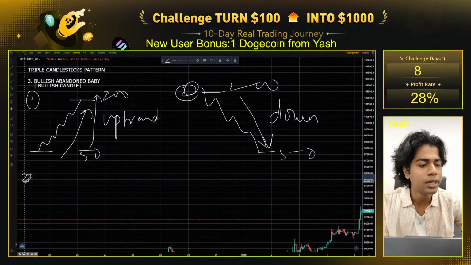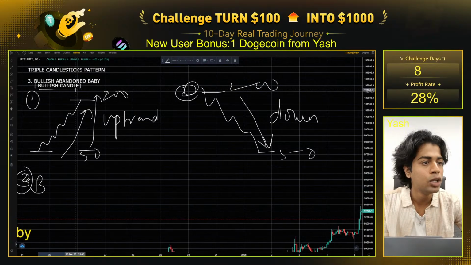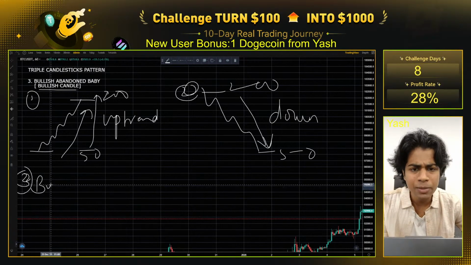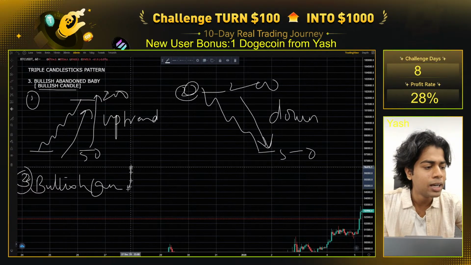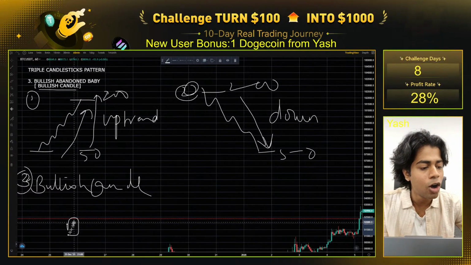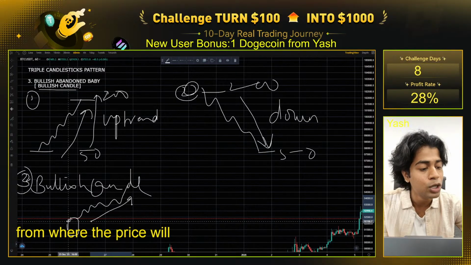Now the third is the bullish candle. I have written bullish candle here. What do you mean by bullish candle? Bullish candle is a candle which will now form and will make the market go into an uptrend, from where the price will go up. This is called a bullish candle.